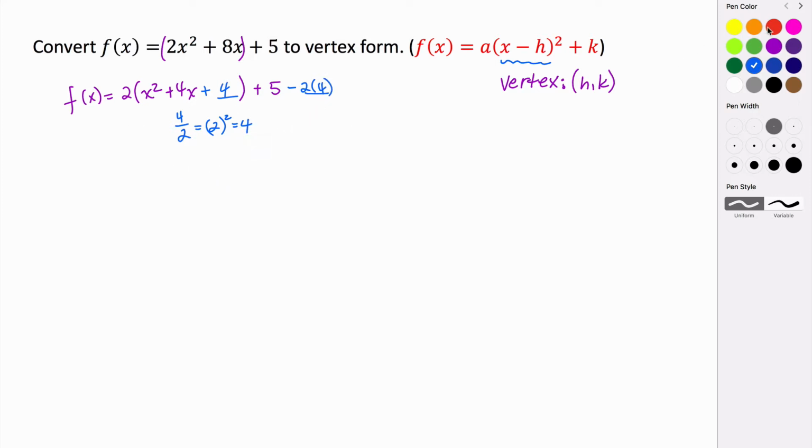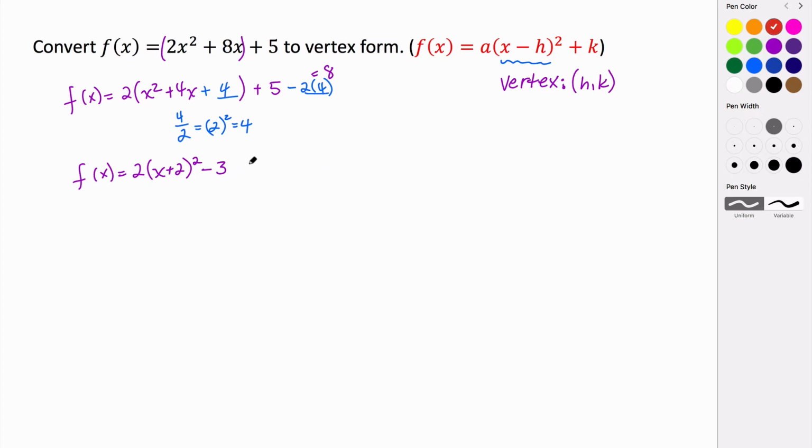So now we just factor this function. f of x equals 2 times the quantity, and this factors to be x plus 2 times x plus 2. So it's x plus 2 quantity squared. And then take this sum. This is going to be 8. So it's 5 minus 8, which is going to be negative 3. So our function is f of x equals 2 times the quantity x plus 2 squared minus 3.